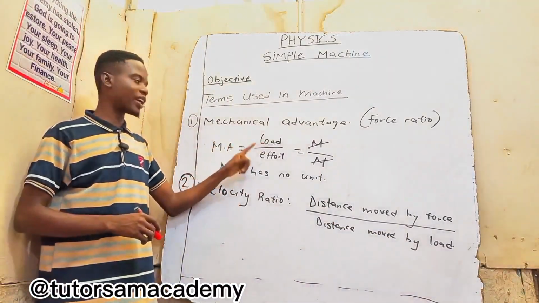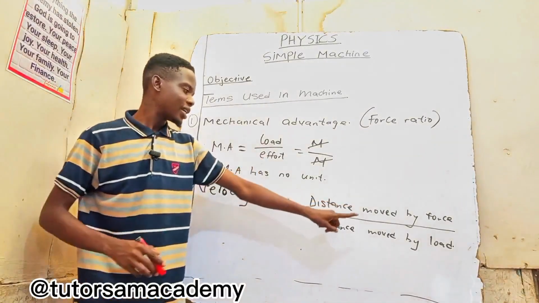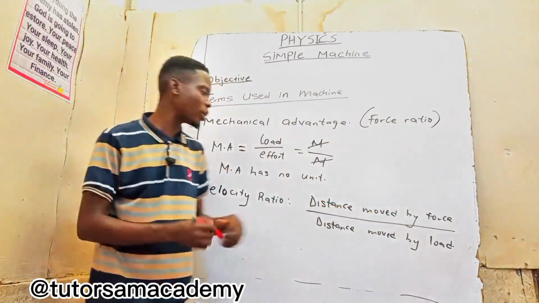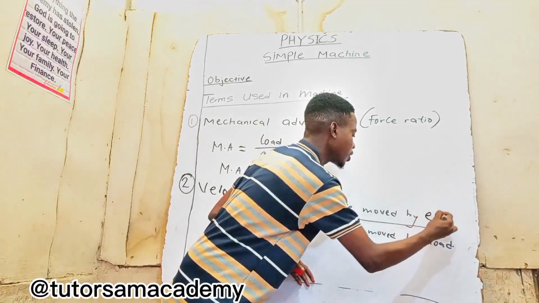This is load divided by effort. But when you look at your velocity ratio, you see that effort or force is coming up first. I can call this force or effort, but let's use effort.